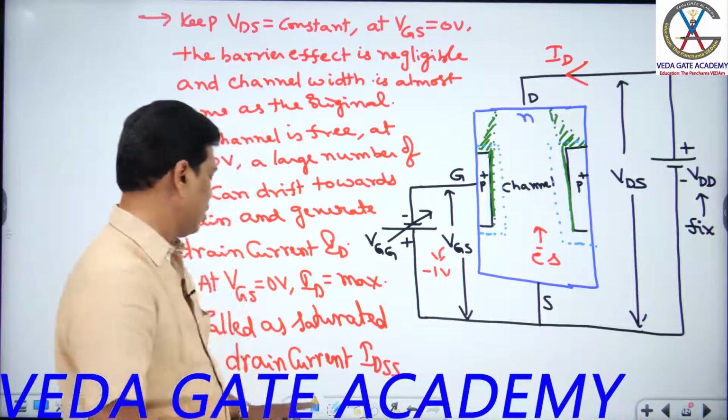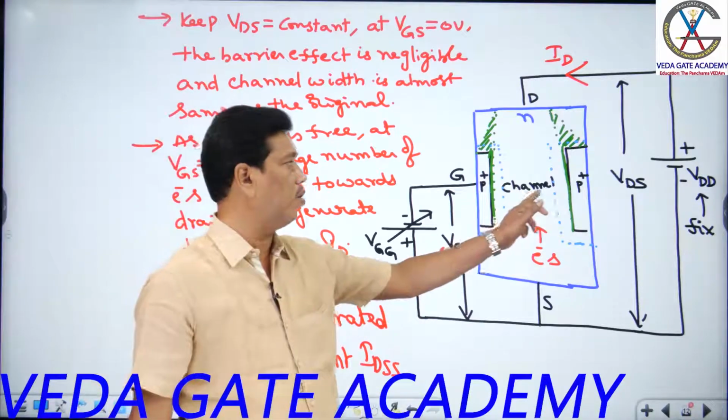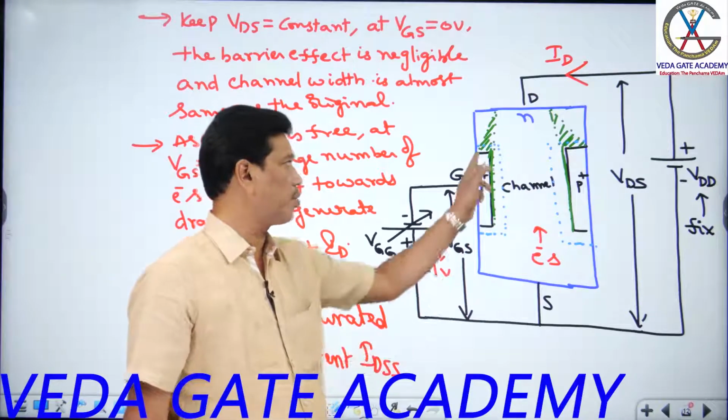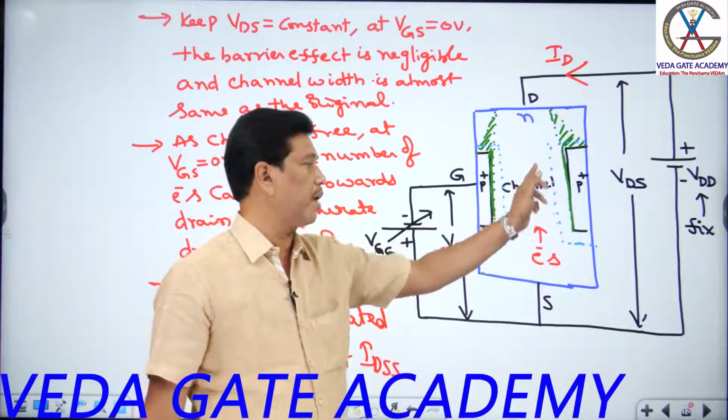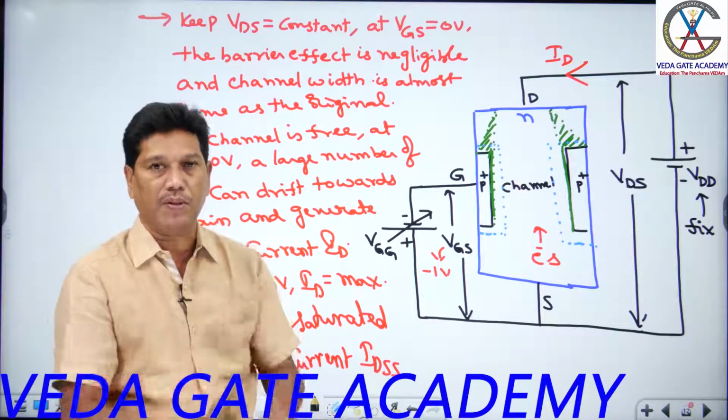So what is that barrier, previously negligible? Now, because of this applied gate voltage, what do you find out, sir? It means there is a symmetric barrier effect across each junction. The effective channel width is reduced as compared to the previous case.